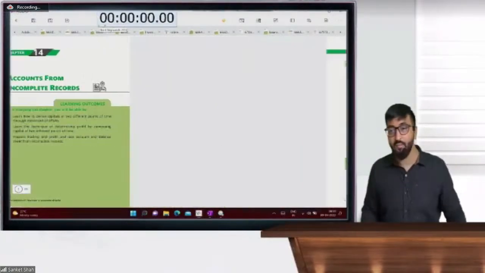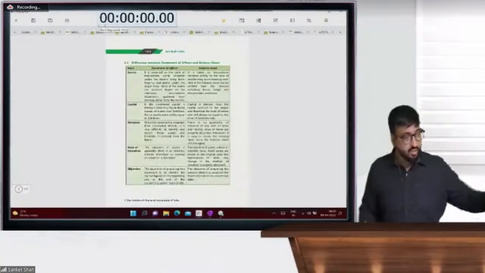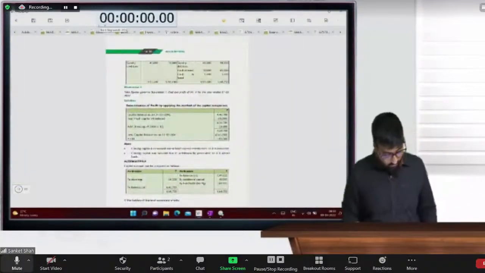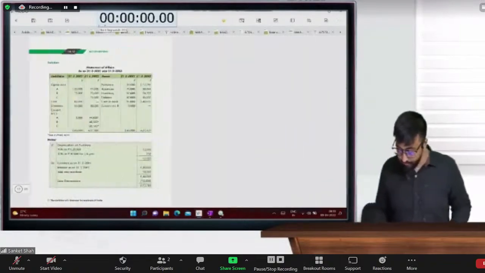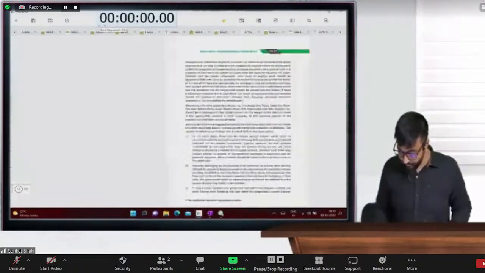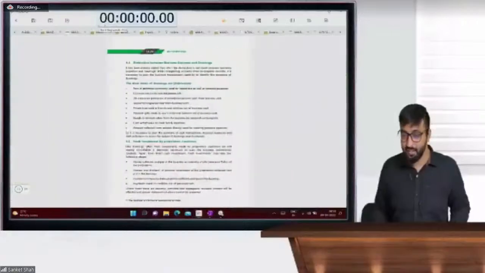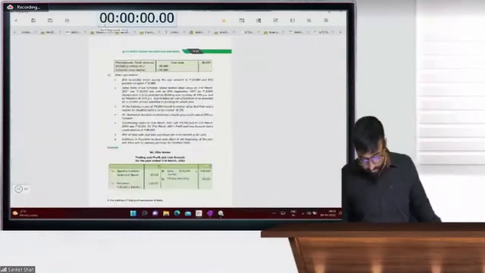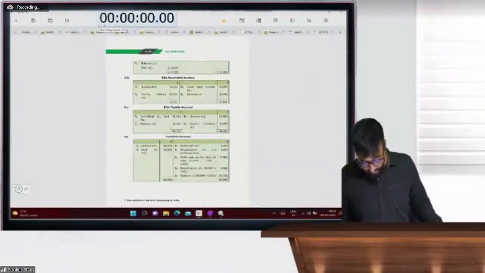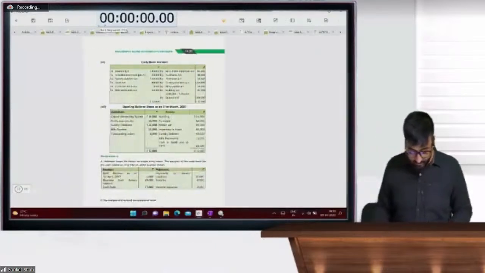Come to the questions and answers on accounts from incomplete records. Come to illustration number 6. The first 5 illustrations we will take in the next session. I will give you hints for that, but today we are going to solve some interesting questions. Practice it.